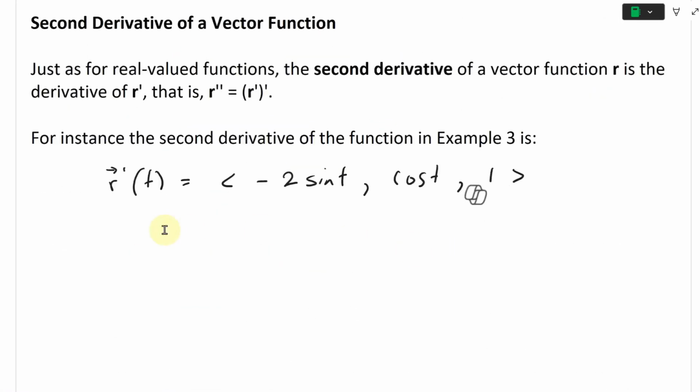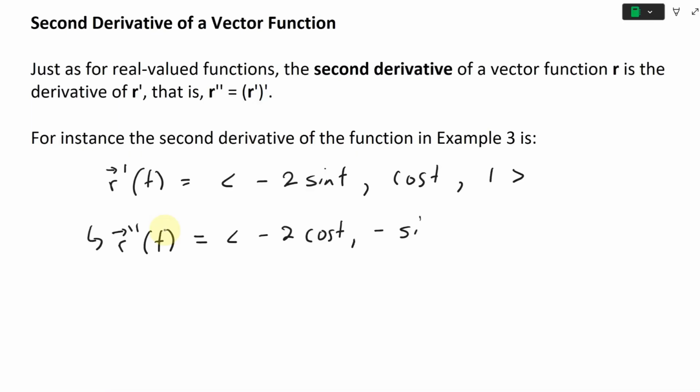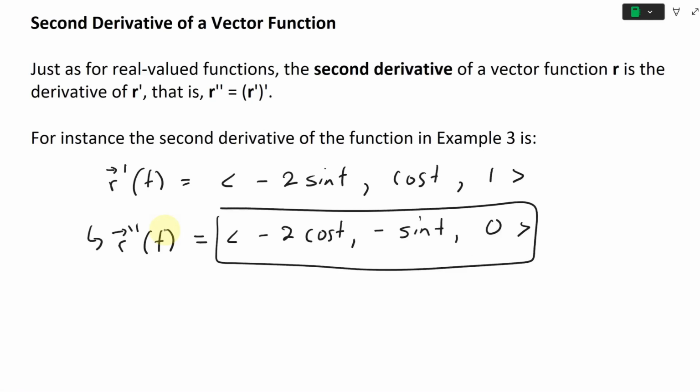And then for the second derivative, we just take the derivative of the derivative. So r double prime of t equals the derivative of negative 2 sine t. The derivative of sine is cosine, so we get 2 cosine t. Then the derivative of cosine t is negative sine t, and the derivative of 1 is just 0. So that's what we have, and we could just box this whole thing in.